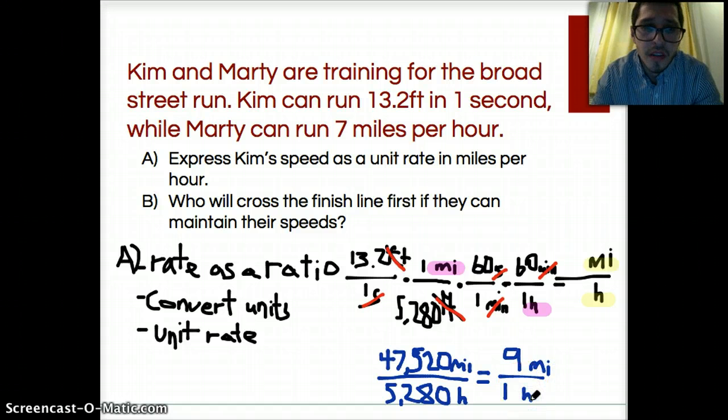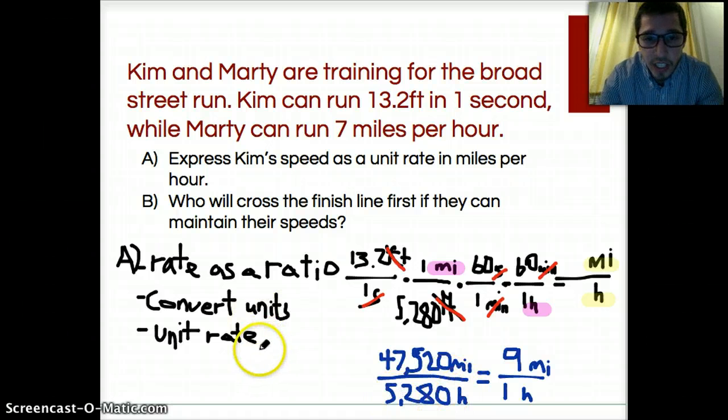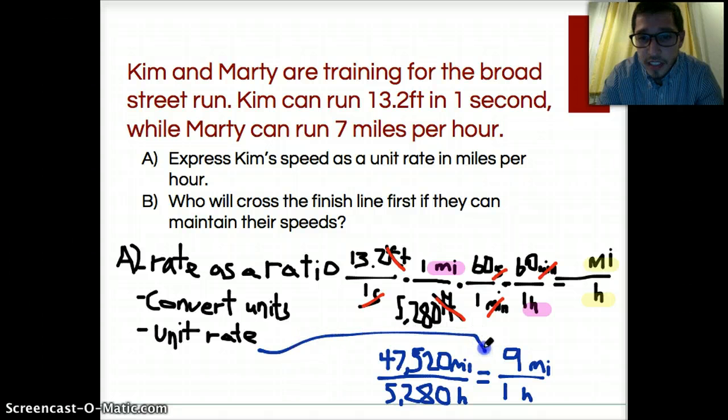And then the second part of the question is really just asking us which one is going faster, which one's going to finish the line first if they keep their speeds the same. Alright, so you just compare them. In that last part of the step, where I made it 9 over 1, I divided both by 5,280, thus creating my unit rate. I'm going to circle that. That's my unit rate. 9 miles per 1 hour.